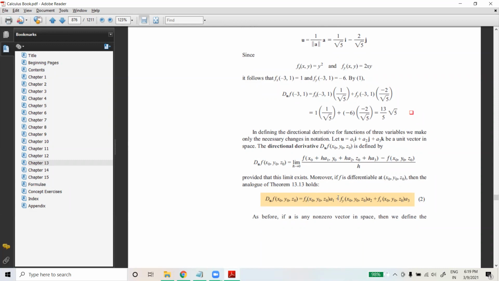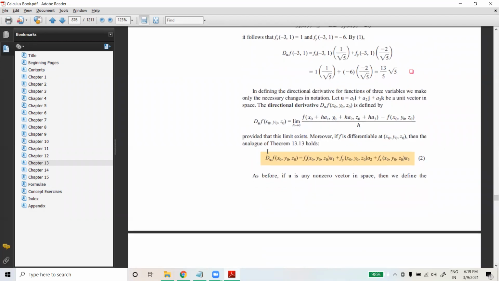So fz times a3, correct. That's fine. But both were in 3D, no? Both the equations we did, the du of f at x0 and y0 when there was no z0, were already in 3D. Now how will they explain this?